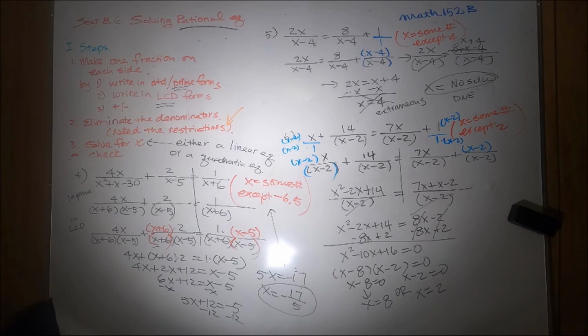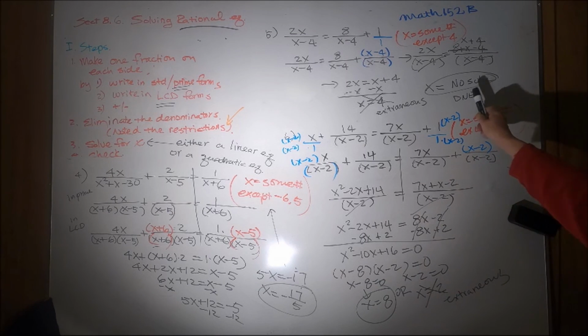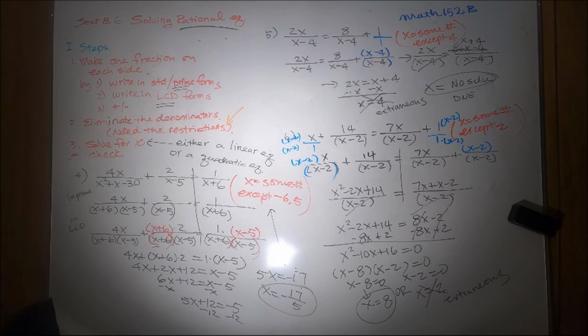Can I circle the answer? Let's take a look. We have this restriction, right? So x equals 8 is fine. Can we use 2? No, because that's extraneous. So for this case, you have one answer. For the previous case, you don't have any answer.